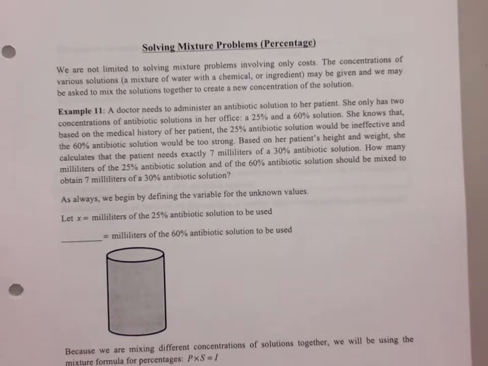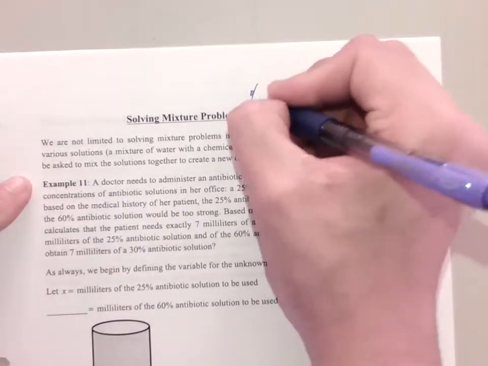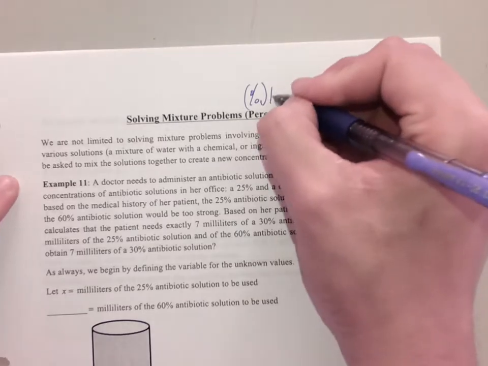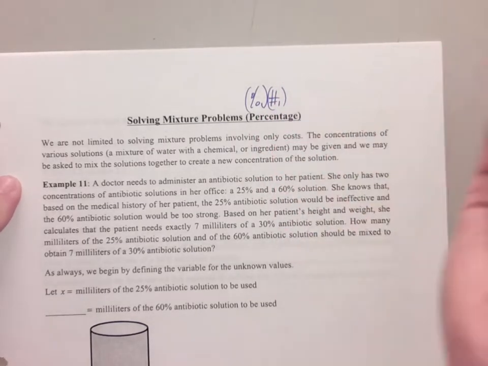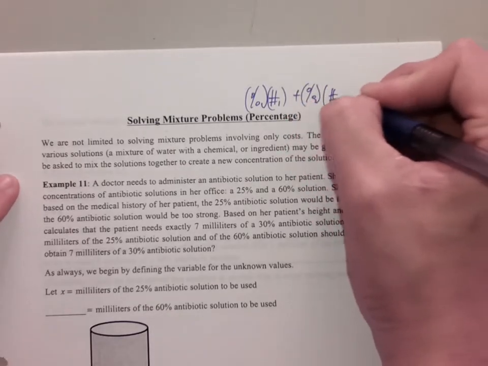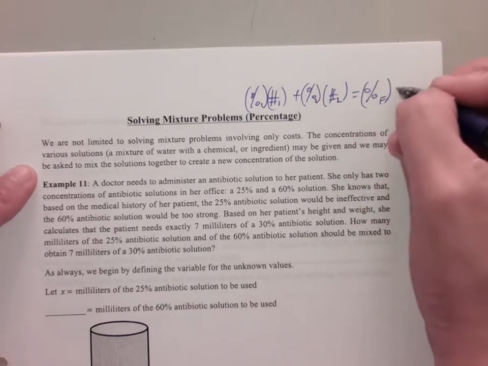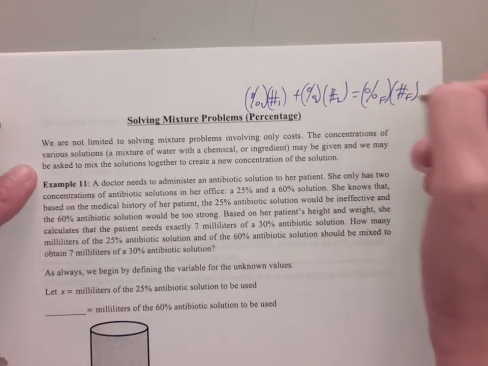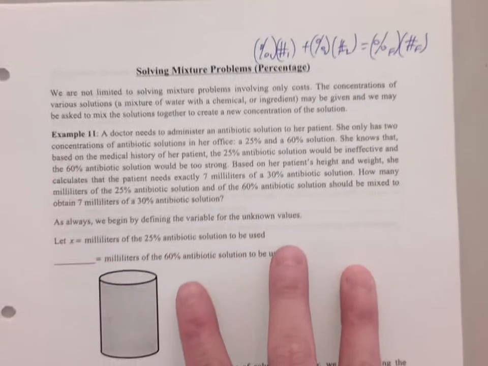So it's going to be one of my percents times one of the amounts, some amount, plus another percentage concentration times another amount, and that is going to be equal to the final percent times the final amount. Okay? This is essentially the kind of setup we're going to be using for each of these. These can be really confusing, but if you just follow this, you should get it right away.